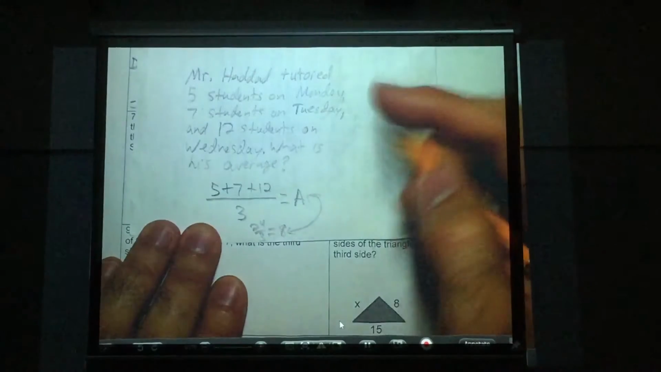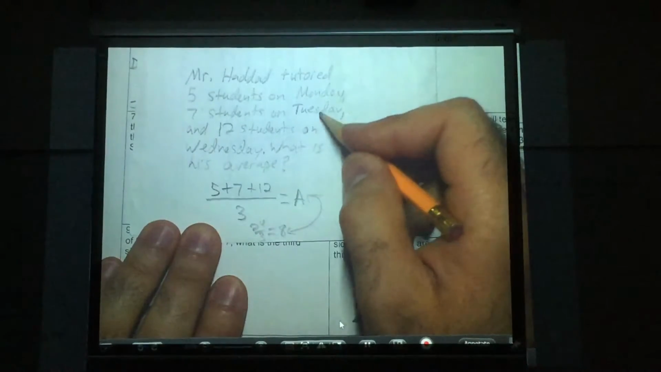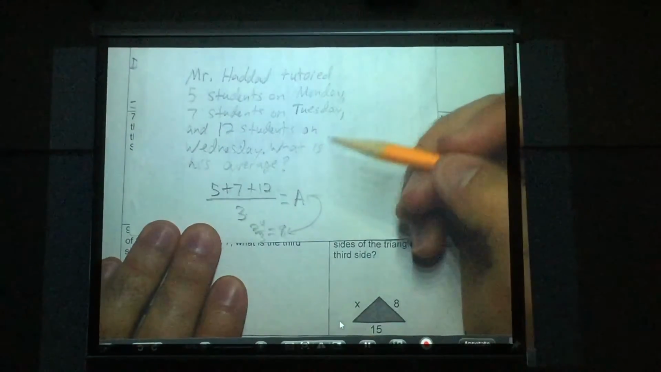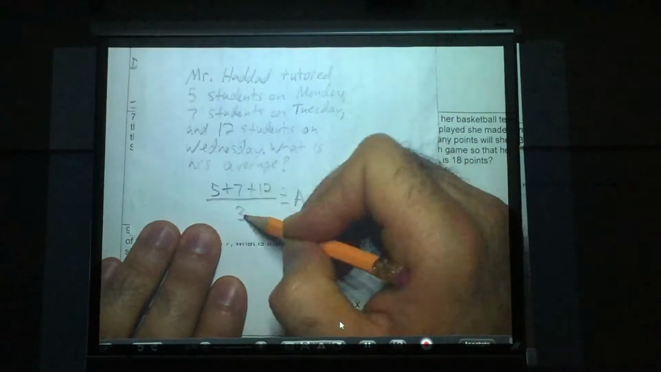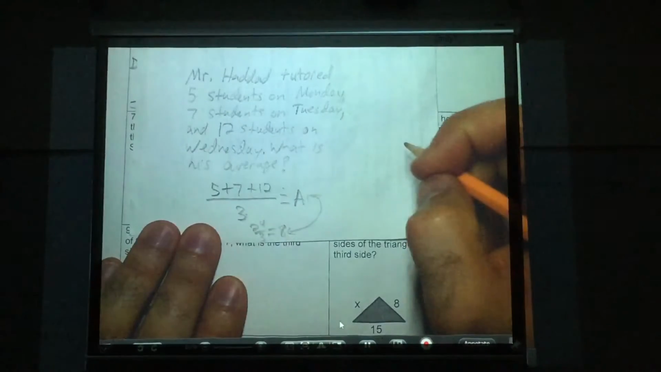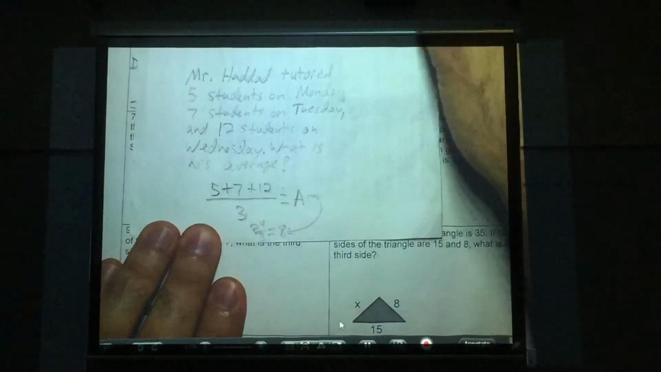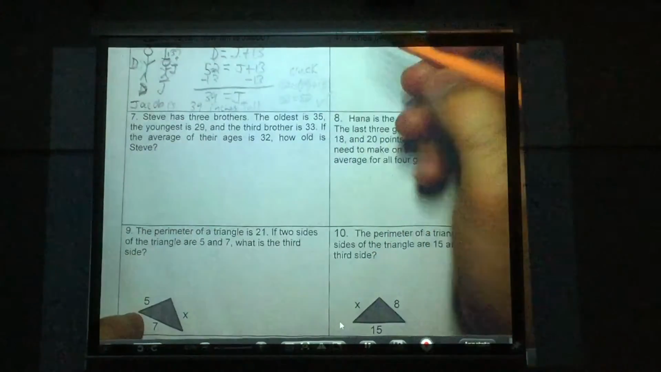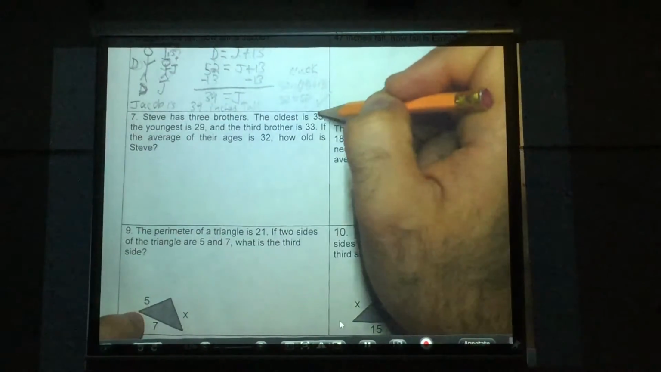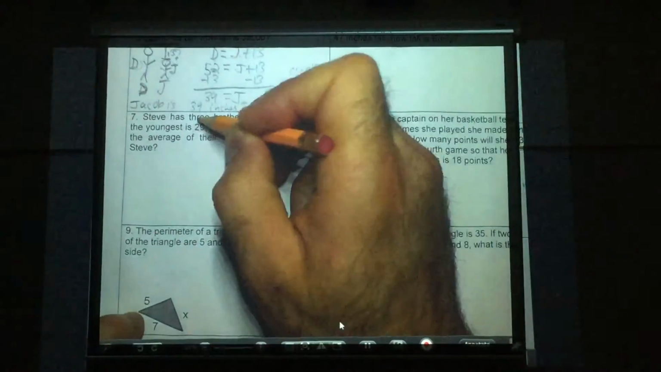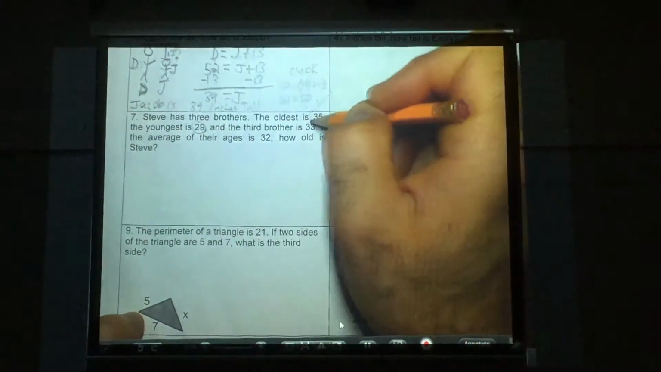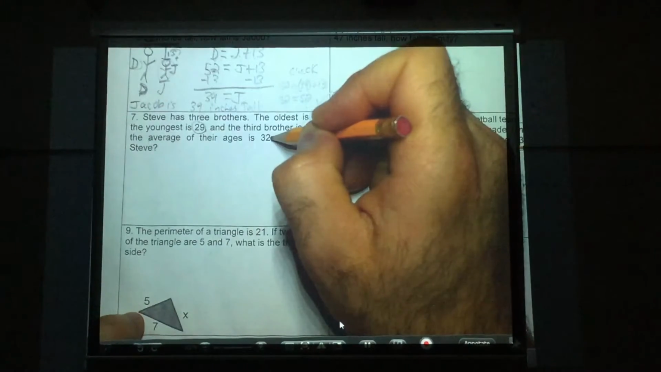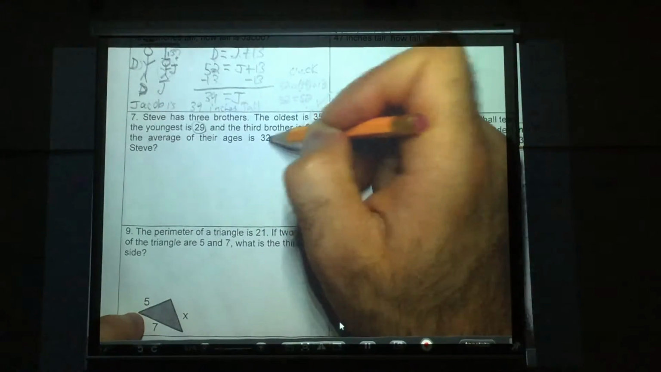Now, if we didn't know what Thursday was, then you'd put it there, and then this would be over 4. If you didn't know what Friday was as well, you'd put that up here and you divide by 5, because then there would be 5 data points. Okay? So think about that when we do this problem. Now, let's take a look at what they give us. They tell us that the oldest brother is 35, the youngest brother is 29, there's a third brother that's 33, and then this 32. Now this 32 actually is not an age, it's the average.